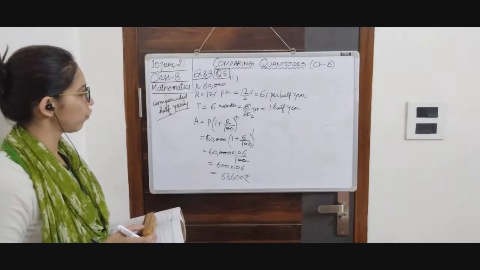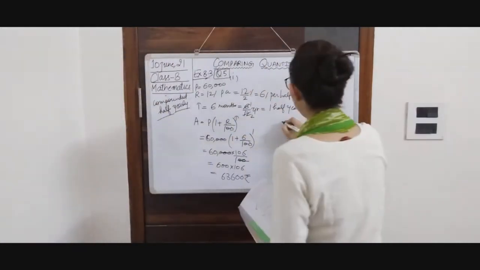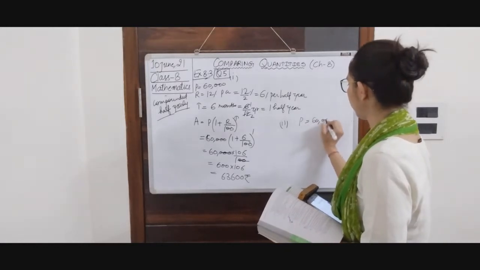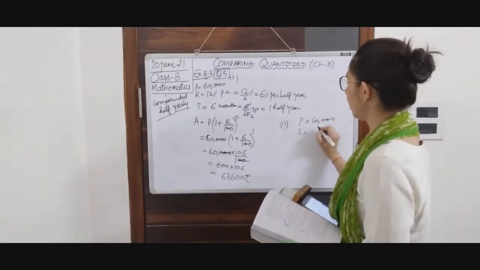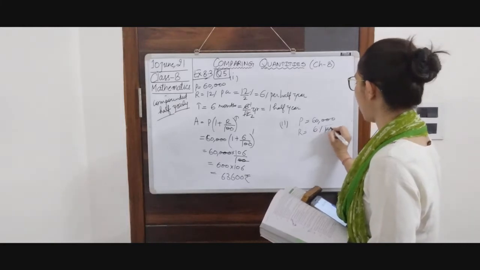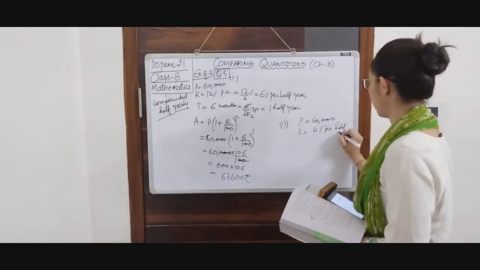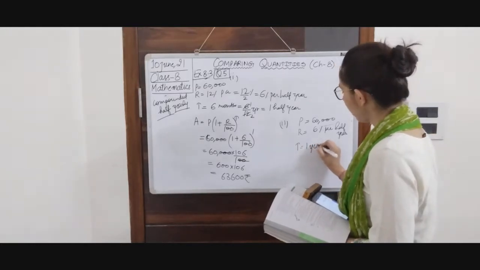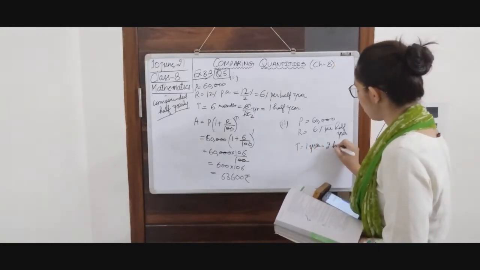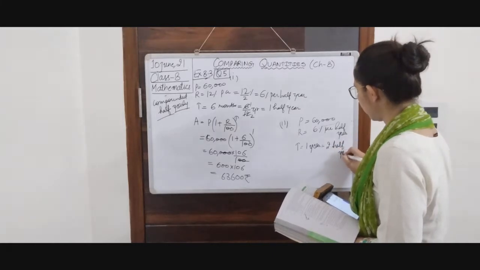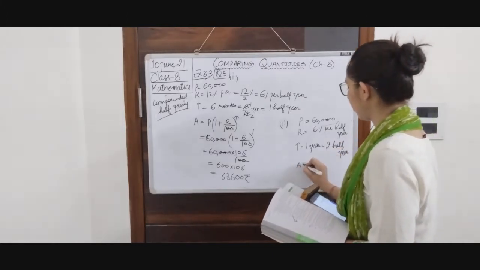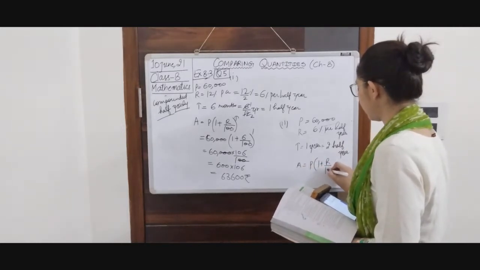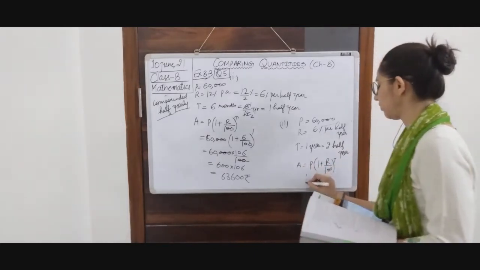Similarly, we can calculate for 1 year. For the second part, P will be the same, that is 60,000. R will be 6% per half year, and time is 1 year, and 1 year will be equal to 2 half years. Now we can calculate A, which will be P into (1 plus R by 100) to the power T, and we can solve it.